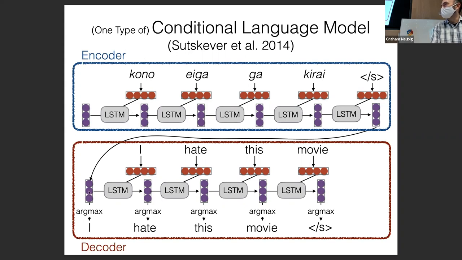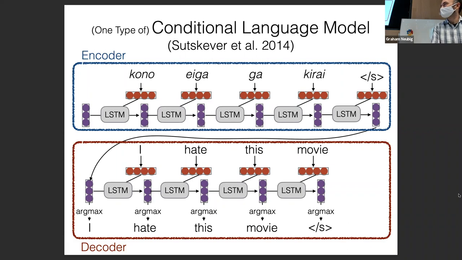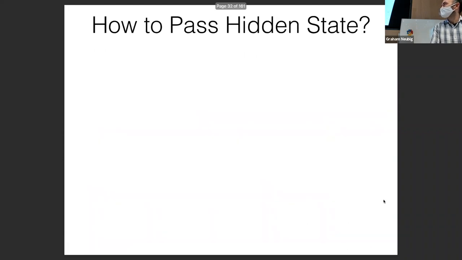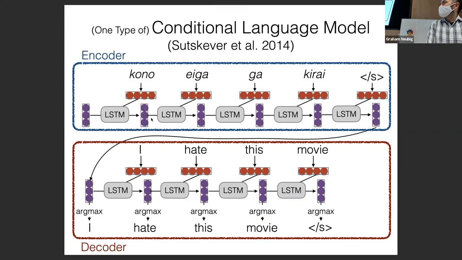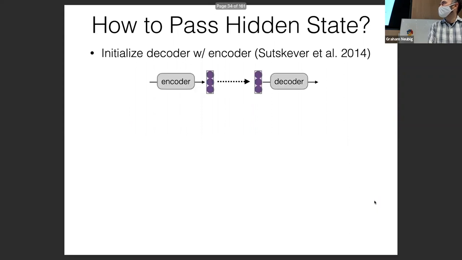You can also view the hidden vector here as a code that encodes the original language in a bunch of hidden states of the RNN. Cool. So this is just one example. There's a few details in how you could do this. What the Sutskever et al. paper did in 2014 is basically they just initialized the decoder from the encoder.